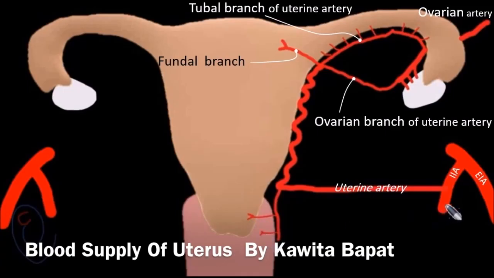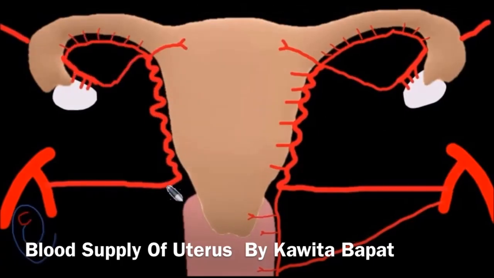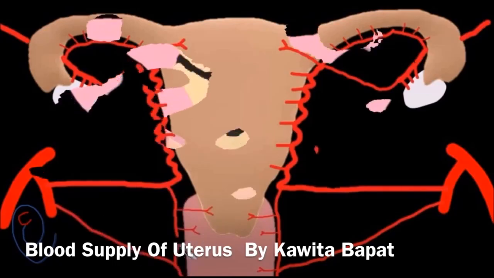Another supply from the internal iliac artery is the vaginal artery. It also comes directly from the anterior division of the internal iliac. This vaginal artery anastomoses with the descending branch of the uterine artery and supplies the vagina. The uterine artery has a few branches which go directly inside the uterus, and a similar pattern is present on the other side of the uterus also.